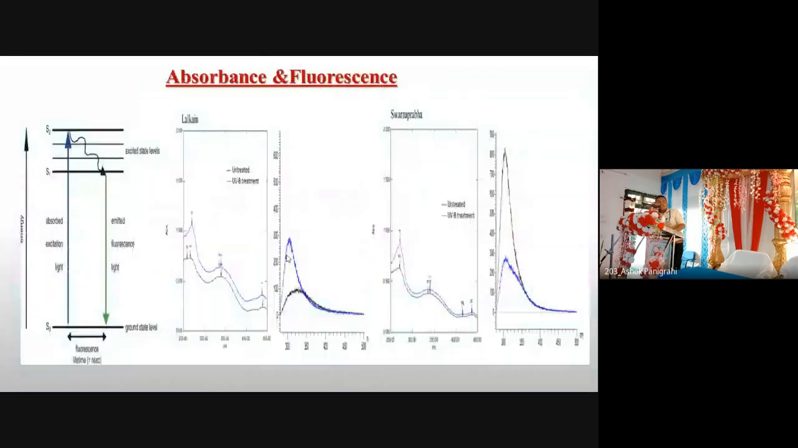After the biochemical analysis, we focused on the absorbance fluorescence mechanism. Both varieties have higher absorbance after the UVB treatment, but only the Lal Koi variety, which is a traditional variety, increased its fluorescence rate compared to the control, whereas in Swarnaprabha the fluorescence rate gradually declined.